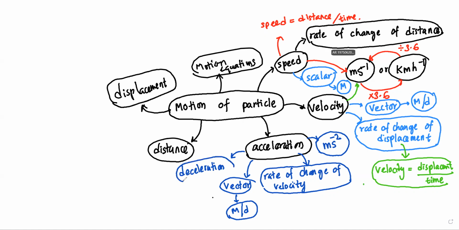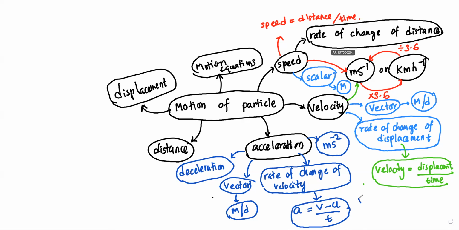Deceleration. Right. And acceleration, we have an equation. We have studied an acceleration equation: a equals v minus u over t. So acceleration equals v minus u over t.